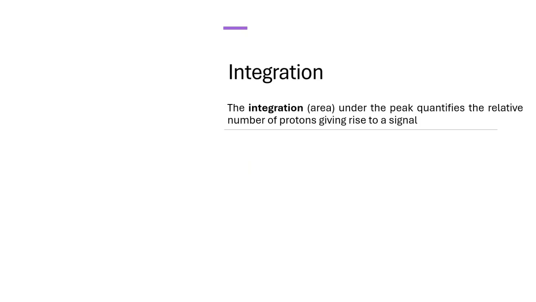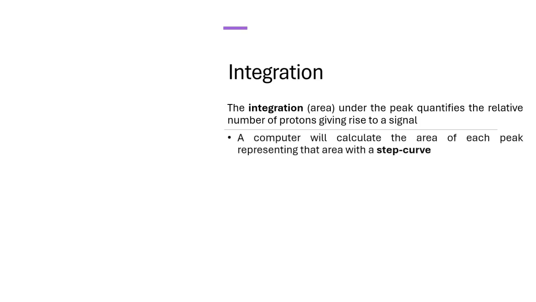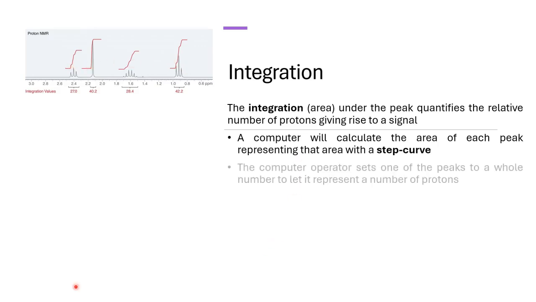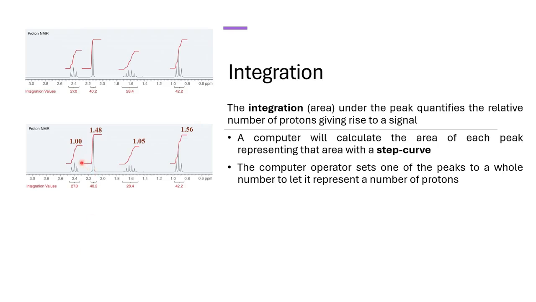Integration. The integration, or the area under the peak, quantifies the relative number of protons giving rise to a signal. A computer will calculate the area of each peak, representing that area with the step curve. For example, here is a proton NMR of a given compound, and we can see the step curves here, or the integration. The computer operator sets one of the peaks to a whole number to let it represent a number of protons. For example, it represents this area as 1, and everything else is in reference to 1.